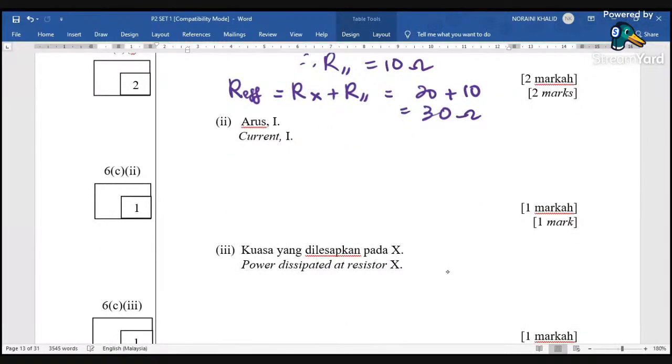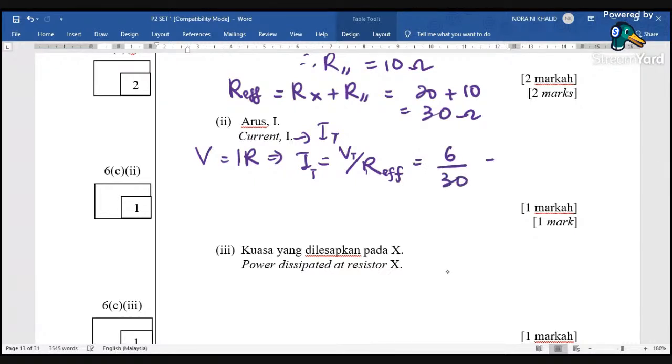We want to find current I, part 2. Current I here is the total current. Using the formula V equals IR, you will get I equals V over R. If this is the total current, then the voltage must be the total voltage and R must be the total resistance, or we call it the effective resistance for the whole circuit. So 6 divided by 30, we get 0.2 ampere. So this is the total current.